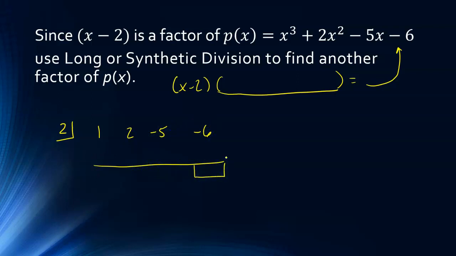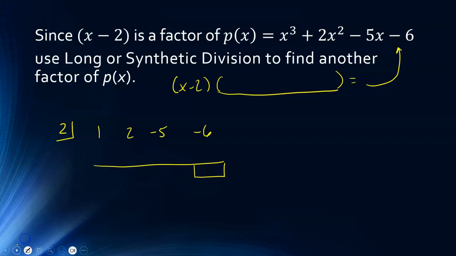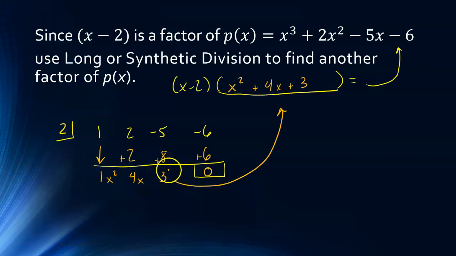So I want you to use synthetic division on your own. You know how to do this now. So pause the video and hit play when you're ready to check to see if you've done it correctly. So let's see how you did. You should have gotten as your answer the numbers 1, 4, 3, and then a 0 as a remainder. So the 3 would be your constant. We put an x in the next term and then an x squared in the other one. So what that means is that x squared plus 4x plus 3, times x minus 2, would give us the original polynomial.